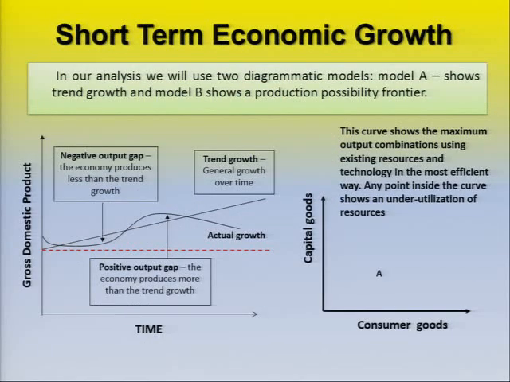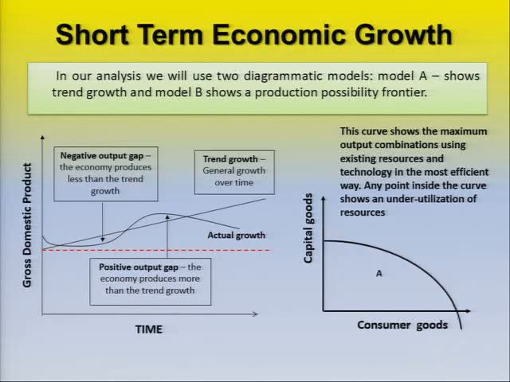Now, here we have the short-term economic growth. In our analysis here, we will use these two diagrammatic models. Model A will be the one on my left hand side, on your left hand side also, and it shows the trend growth. Model B, which is on the right hand side, is your normal production possibility frontier, the production possibility curve that you've done in grade 11. Now let's briefly explain this quickly.